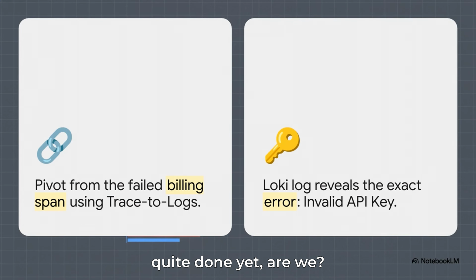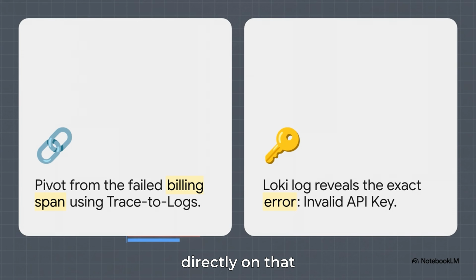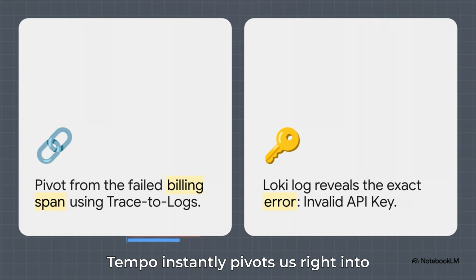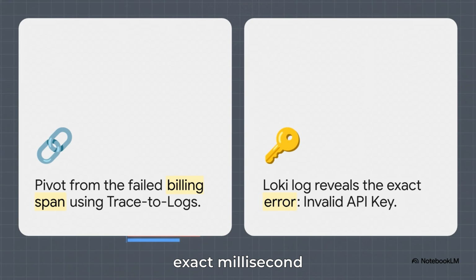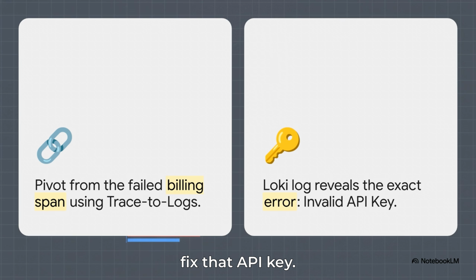But we aren't quite done yet, are we? We know where it broke, but now we need to know why. So we click the Trace to Logs button directly on that failing 8-second span. Tempo instantly pivots us right into Loki, already pre-filtered to the exact millisecond that specific service failed. And there it is, the smoking gun in the logs, an invalid API key error. This is huge because we can now bypass the payment team entirely. They didn't do anything wrong here, and escalate this straight to DevOps to fix that API key.